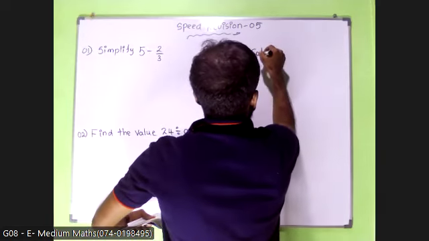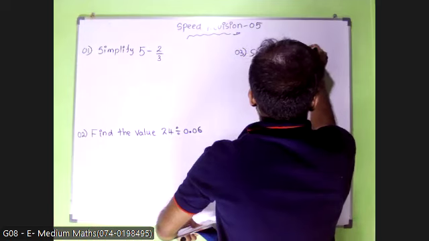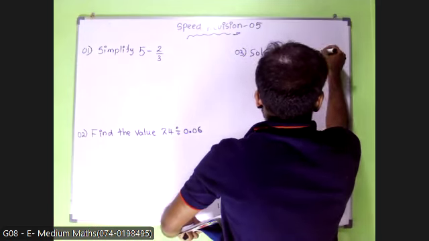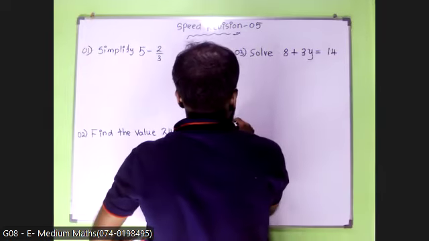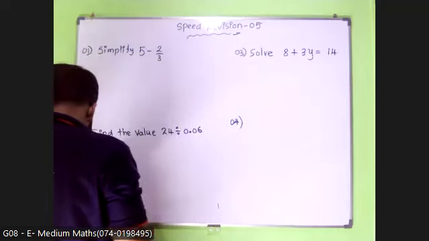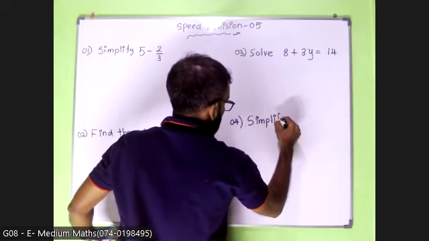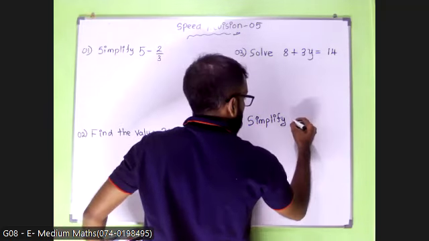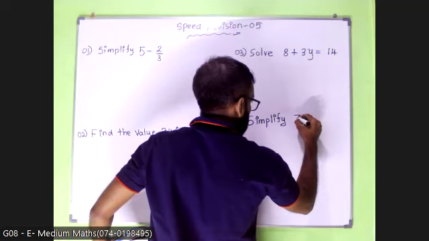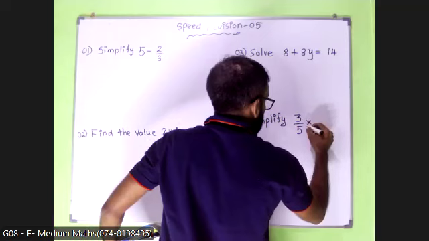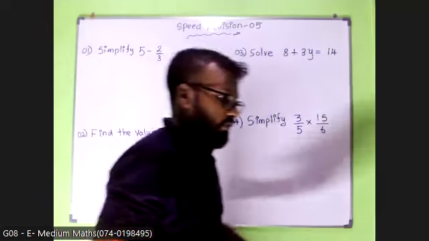Third one. Solve 8 plus 3y equals 40. Fourth one. Simplify 3 upon 5 and 15 upon 6.